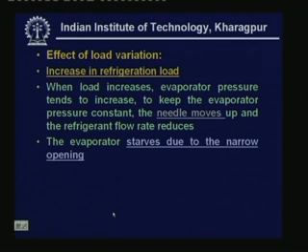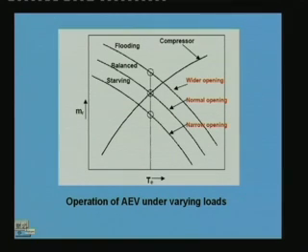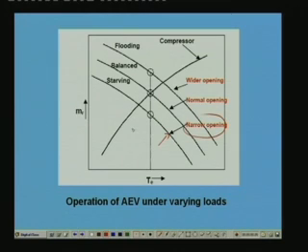Once the mass flow rate through the valve reduces, the evaporator starves due to the narrow opening. This is the mass flow rate curve for the narrow opening, so the mass flow rate reduces. This is the balance condition at which mass flow rate to the compressor is equal to the mass flow rate to the capillary. But because of the increase in load, the needle moves up and the opening becomes narrow, so mass flow rate to the valve reduces. So the new point is this.